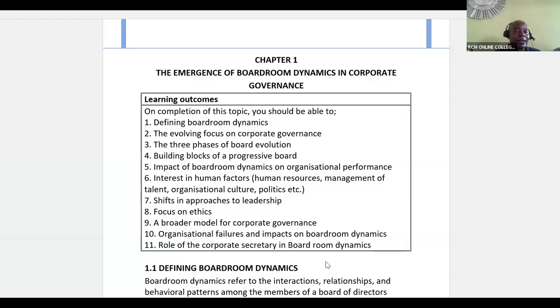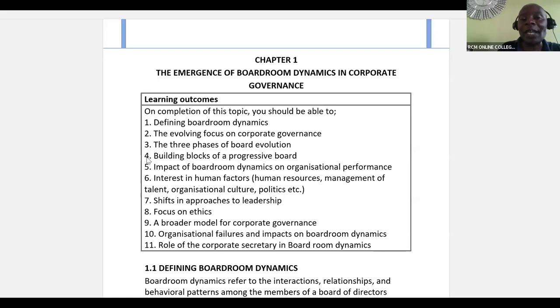Then we will need a board of directors that is visionary, transformative, able to do things in a very agile, flexible way. And that is why we are studying boardroom dynamics, a very important subject at this CS advanced level. So today I'm looking at chapter number one, the emergence of boardroom dynamics in corporate governance.